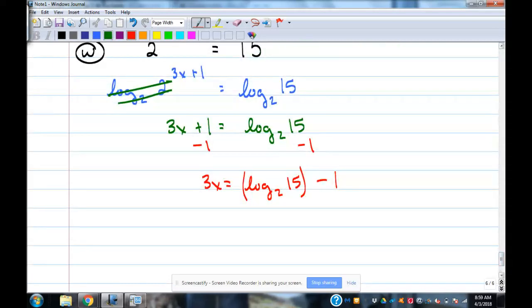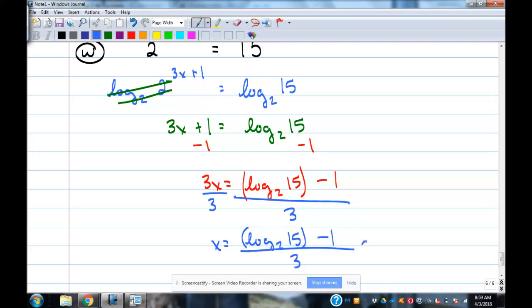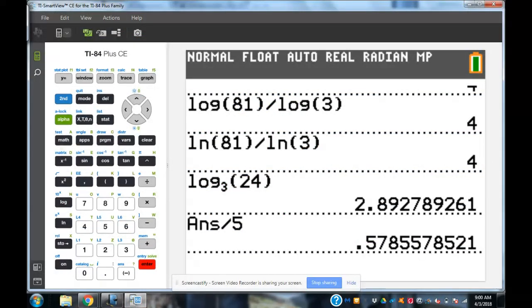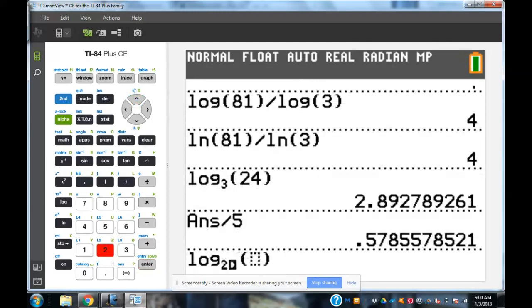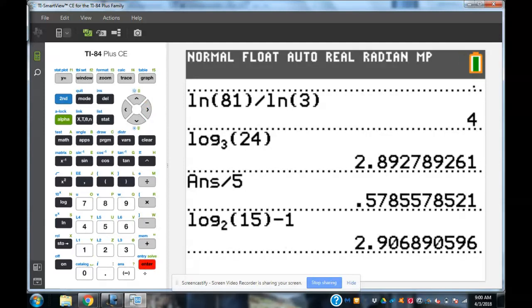And the last step, divide everything by 3. I'm just going to divide that entire side by 3. So x equals log base 2 of 15 minus 1, all divided by 3. That's the exact solution. Let's get a decimal approximation for that. So math, log base 2 of 15, and I'm going to subtract 1 from that answer. 2.906890596 divided by 3.